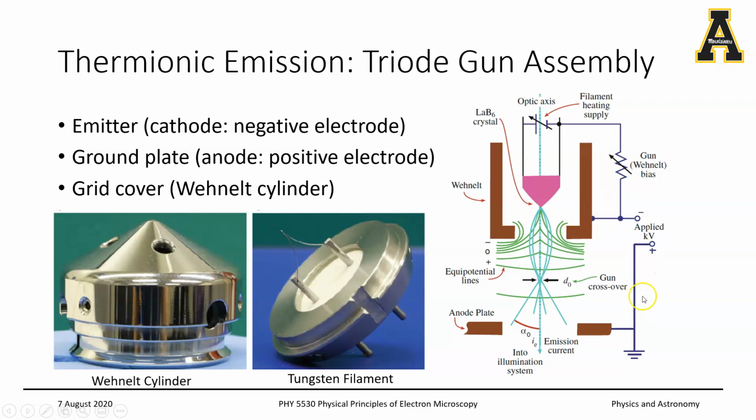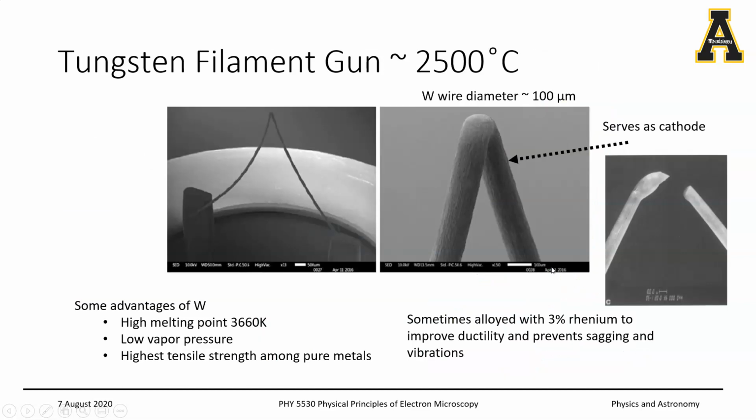Okay, so you apply a negative voltage to the source, and that emits the electrons out of the tip of the tungsten filament, right? So here is an image of the tungsten filament, and here is an image of the Wehnelt cylinder, and let's get into the details of it. I'll talk about the circuit and everything in the next slide.